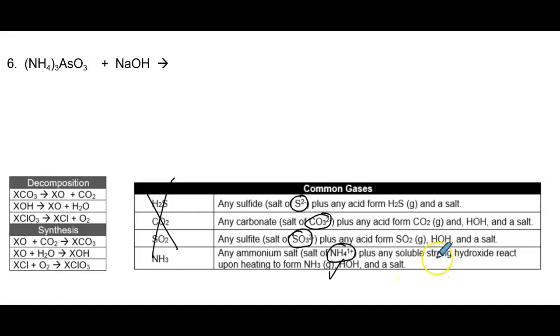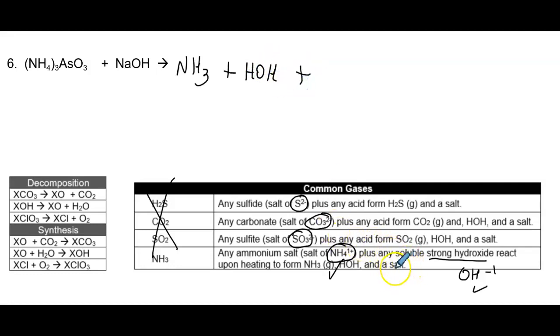But it also has to have a strong hydroxide. Remember, hydroxide is OH minus 1. For the purposes of this course, I will only give you the scenario where if you have a hydroxide, it's a strong one. So don't be worrying about if it's strong or not. So this is a yes and a yes. So then it tells us what it forms. It tells us it forms NH3, because it says any ammonium salt, plus a strong hydroxide, reacts upon heating to form NH3, HOH, plus a salt.